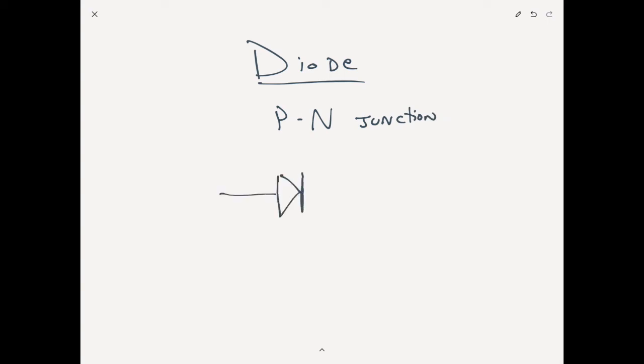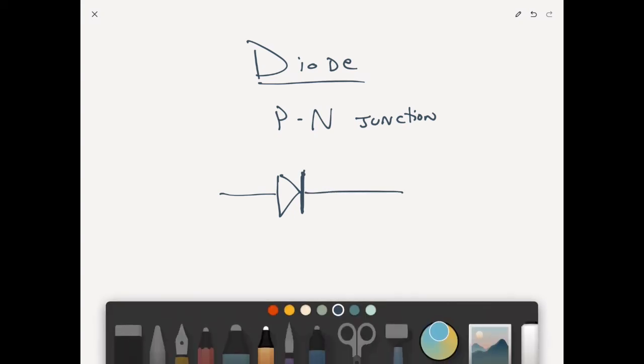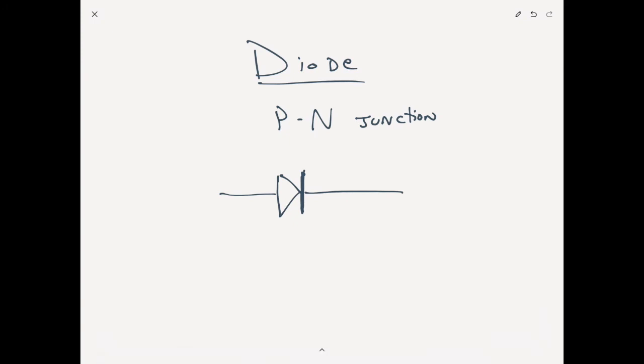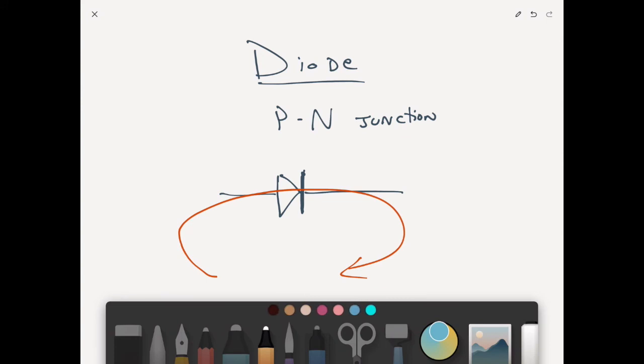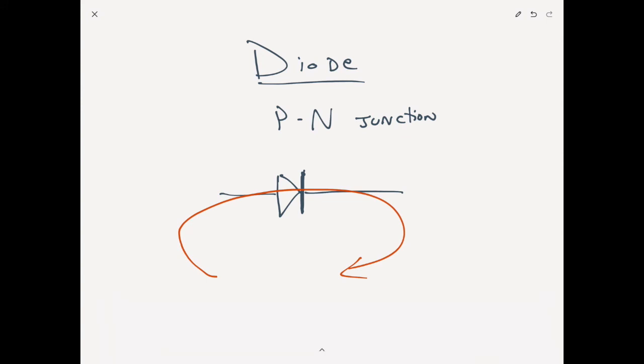See that nice blocked vertical line? The idea is that the symbol represents the fact that current can flow through one way, but gets blocked the other way. And the reason why it gets blocked is everything that we talked about before with respect to reverse bias. That's all for now.